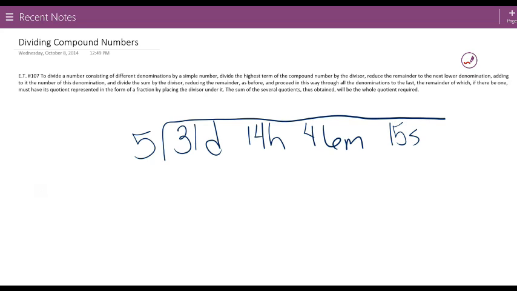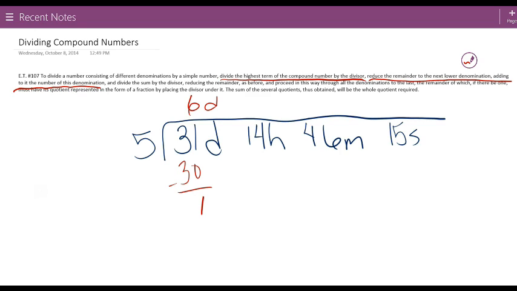So what we're going to do is start here, divide the highest term of the compound number by the divisor. So 31 divided by 5 is going to give us 6 days. 30, subtract, we get this remainder of 1. So now we're going to reduce the remainder to the next lower denomination, adding to it the number of this denomination. So 1 day converts to 24 hours. So we reduced it to the next lower denomination.